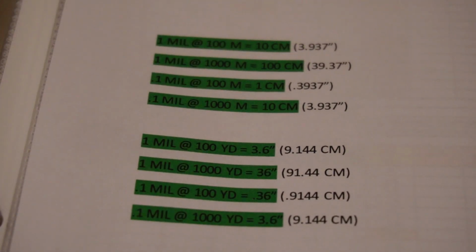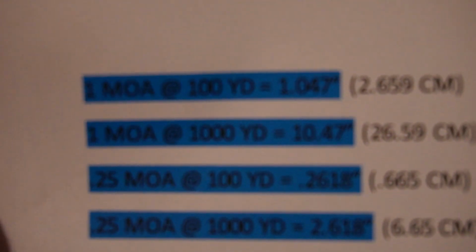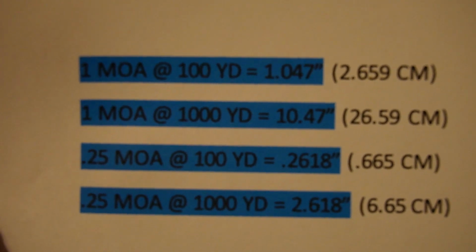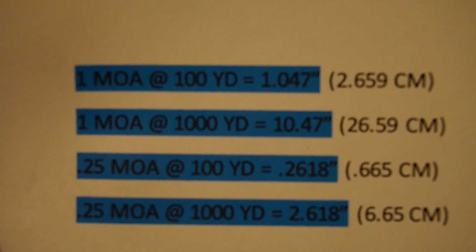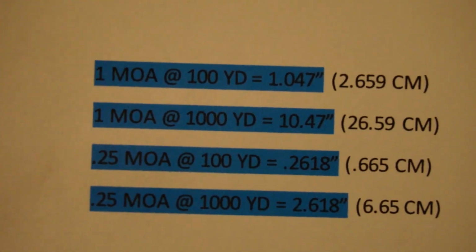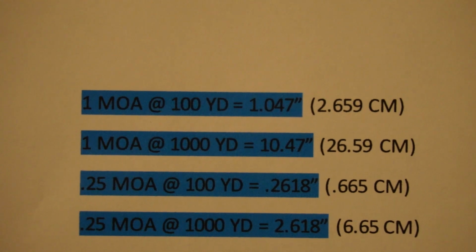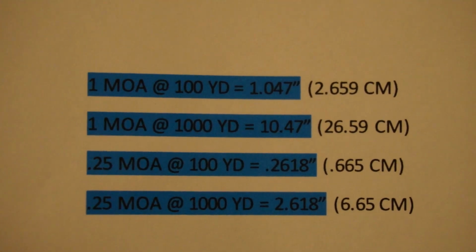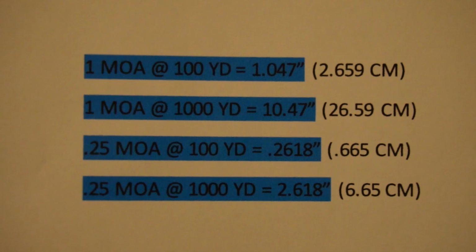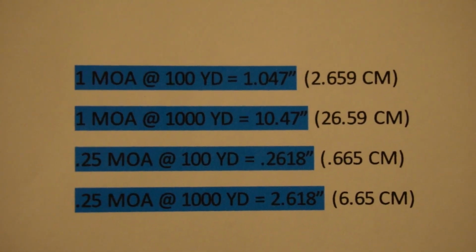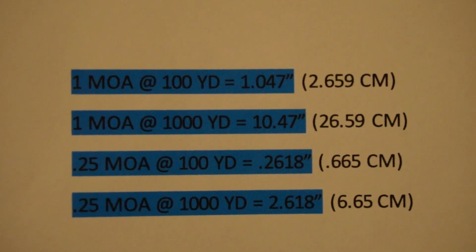So let's get into minutes of angle here. Let's take a look at that, if I can get it to focus for you guys. 1 minute of angle at 100 yards is 1.047 inches. It is not 1 inch. That is a very, very common misconception. People tend to think that 1 minute of angle is equal to 1 inch at 100 yards, and it is not. It's 1.047 inches.